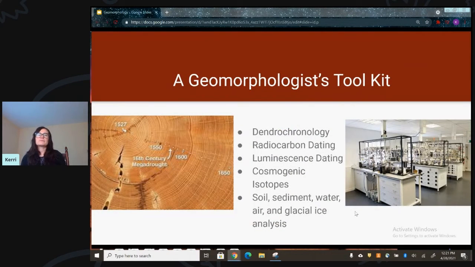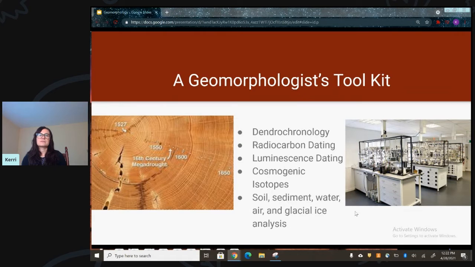So in the lab, geomorphologists use a variety of different dating techniques to figure out how old a landform is. Examples include dendrochronology, which is the study of tree rings that can be used to date landforms and understand past changes in climate. On the left, you can see an example of a 500-year-old tree that captured evidence of a mega drought in the 16th century. On the right, there's a picture of a radiocarbon dating lab. In these labs, we use carbon isotopes to date organics preserved in sediments.